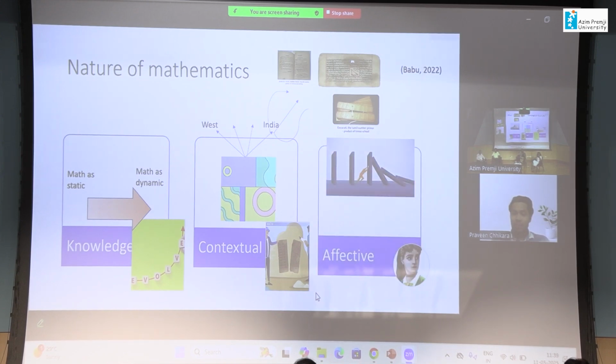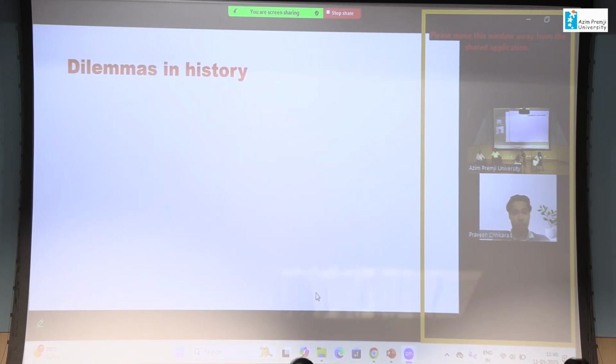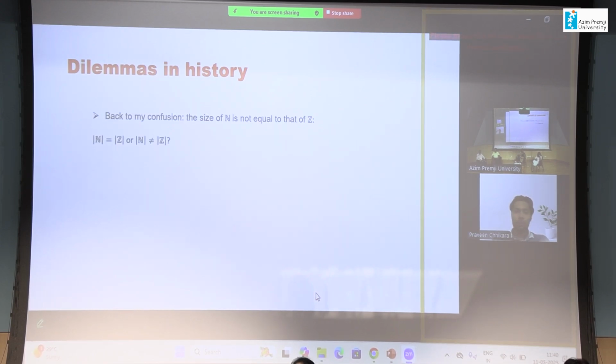And also, there is a human face of math. For example, real human beings were involved in mathematical development. There were a lot of disagreements and agreement if we see in the history. So I want to start with one of the moments in history that could be interesting for us who are teachers and teacher educators. So consider the dilemma of one of my students who disagreed that the size of N is equal to the size of Z.